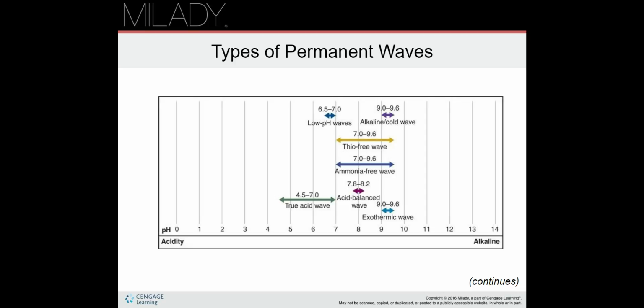And then to the left, the green one, true acid wave, 4.5 to 7.0. Those are very weak. Those are better if someone says that they just want a body wave. It's not going to give a tight curl. It's just going to give a wave. So those are the different types of permanent waves.